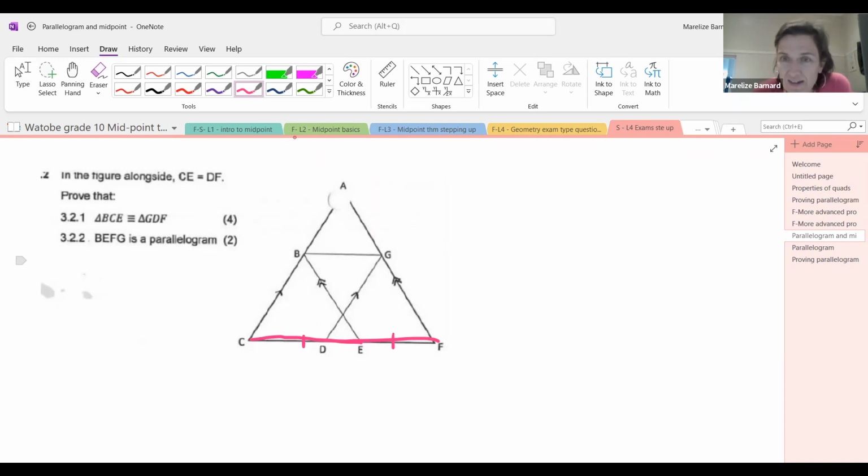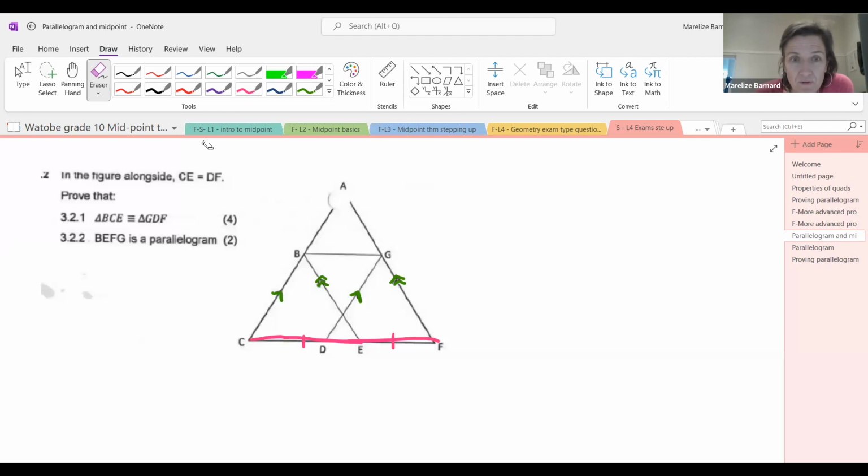Okay, so now I've got some other ideas. BE is equal to BF. Given. Guys, these lines are parallel. They're not equal. Remember, arrows mean parallel, and stripes like this, markers on the sides, mean equal. Okay, the only thing that's given at the moment is that CE is equal to DF.